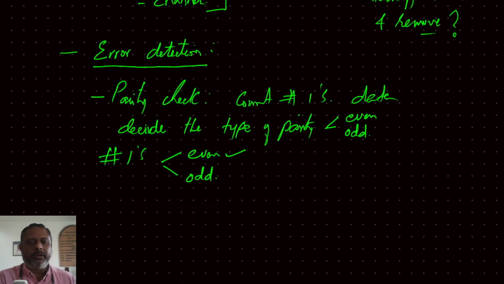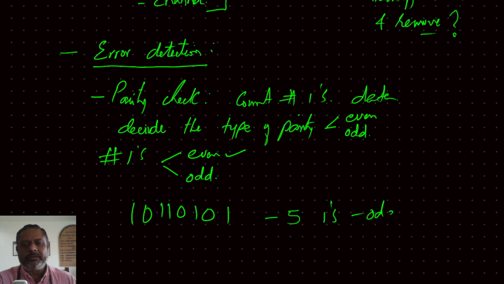That means whenever the data is being communicated, say one group of data, 101101011, just count how many ones there are: 1, 2, 3, 4, 5. Totally 5 ones, which is odd. But we have decided that we are going to use only even parity. That means the data should always be even, and that's a problem we can face. So how to solve this?